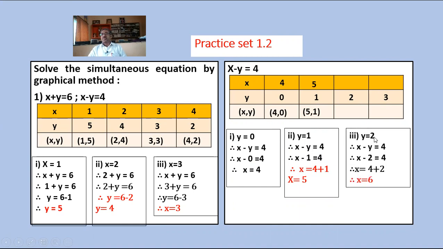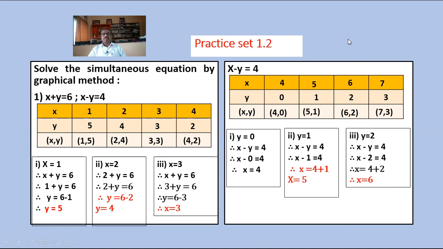Next, y is equal to 2: x minus y is equal to 4, x minus 2 is equal to 4. Therefore, minus 2 goes to the RHS side, x is equal to 4 plus 2, which is 6. Then we get coordinate 6, 2. And when y is equal to 3, then x minus 3 is equal to 4, x is equal to 4 plus 3, x is equal to 7. Then we get coordinate point 7, 3.